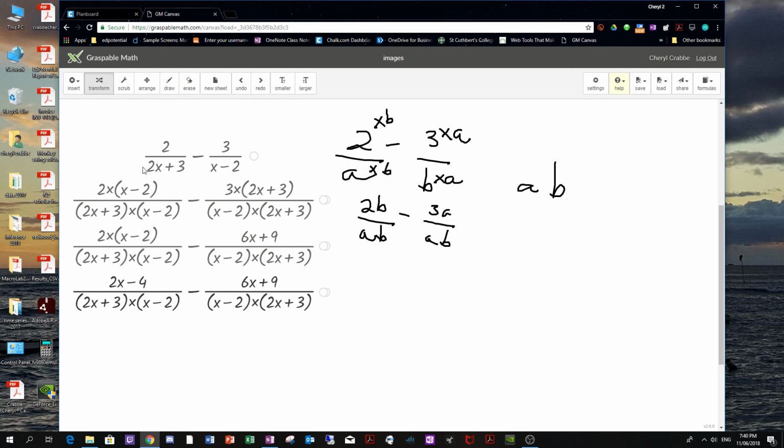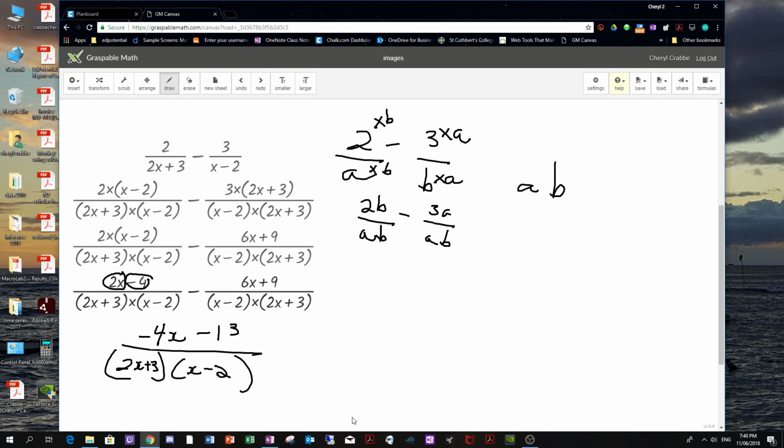Now, once you've got that, the next thing is you just simply get the 2x minus the 6x, which is negative 4x. Now remember, you're subtracting, so it's the 2x minus the 6x. And then it's the minus 4 minus 9, and that's going to be minus 13. And it's all over the 2x plus 3 and the x minus 2, because that's the common denominator, and that's how it works. And you don't need to multiply that out. You're fine to stop.